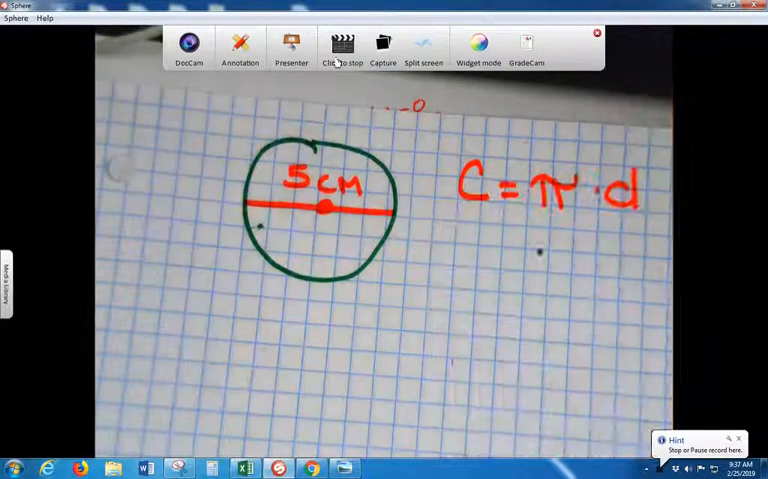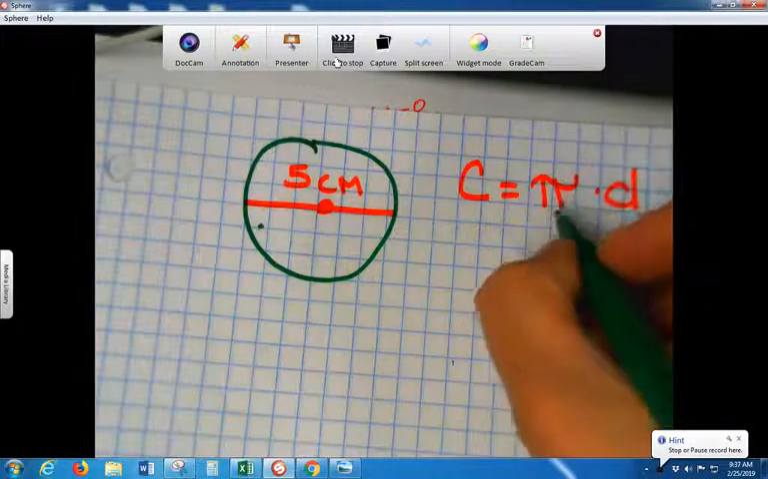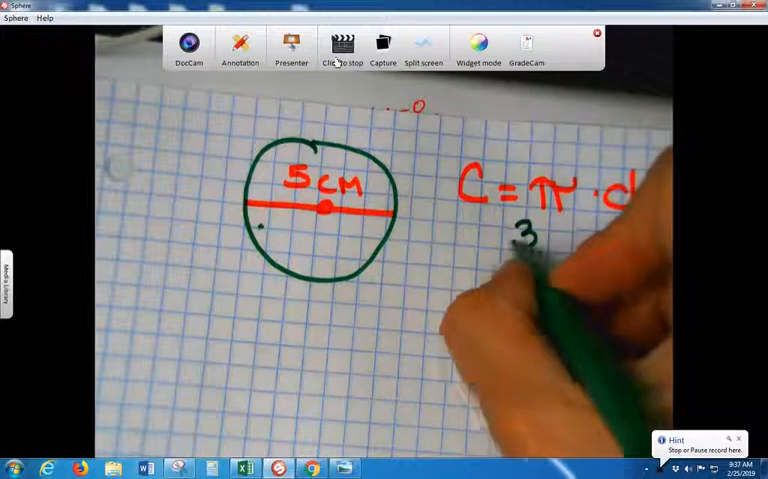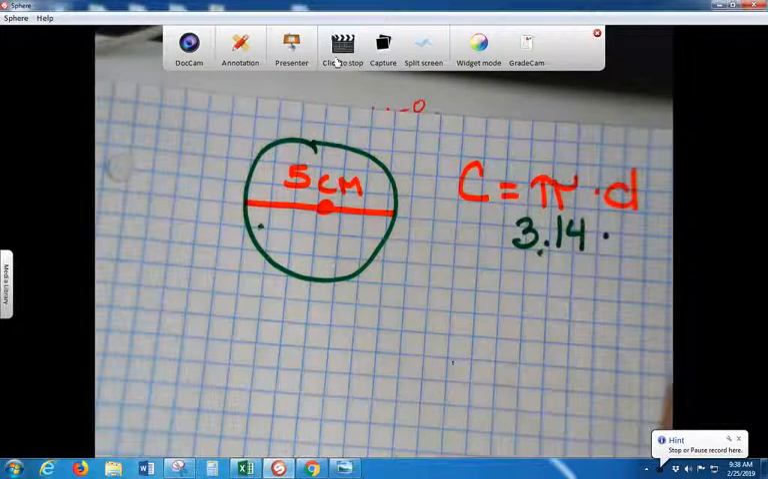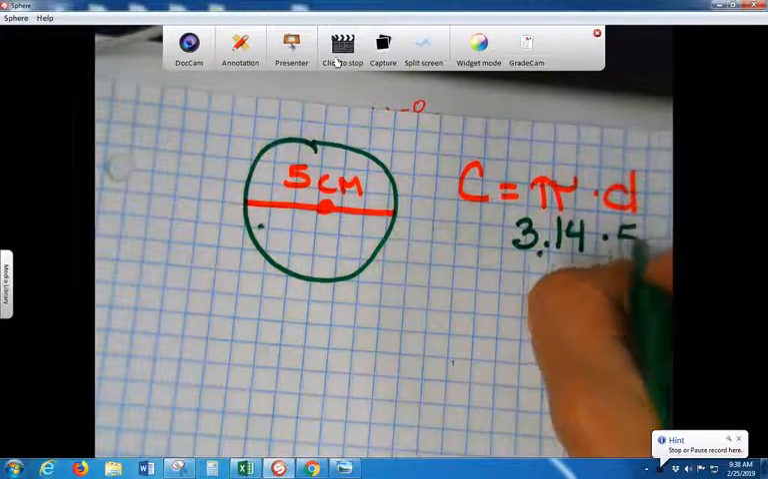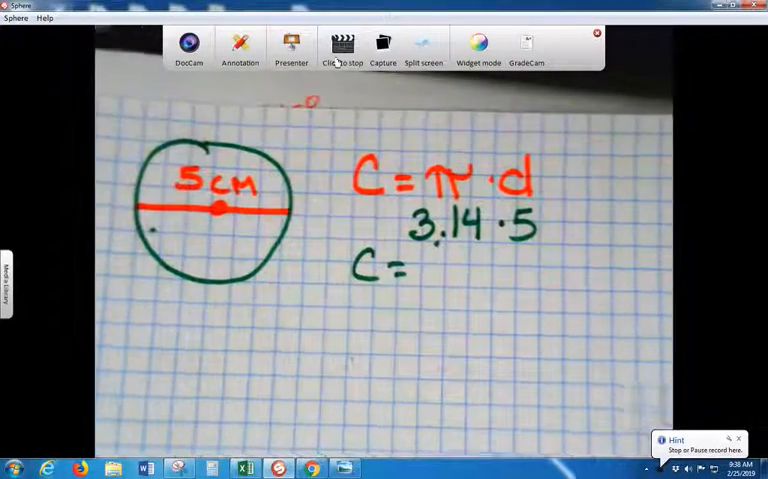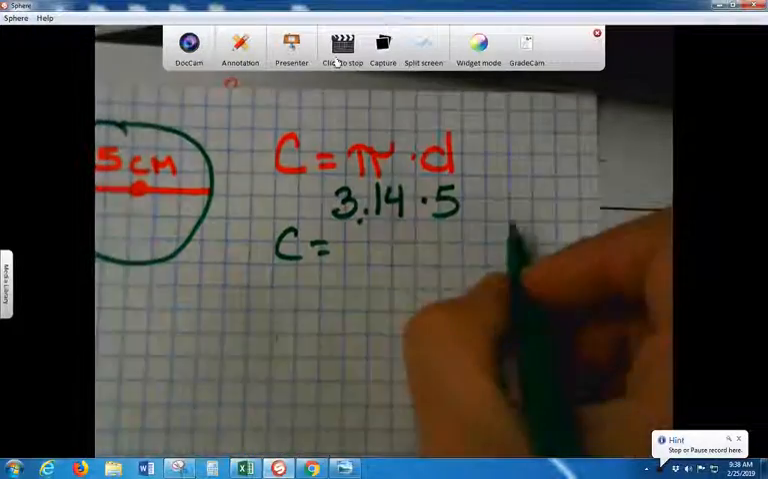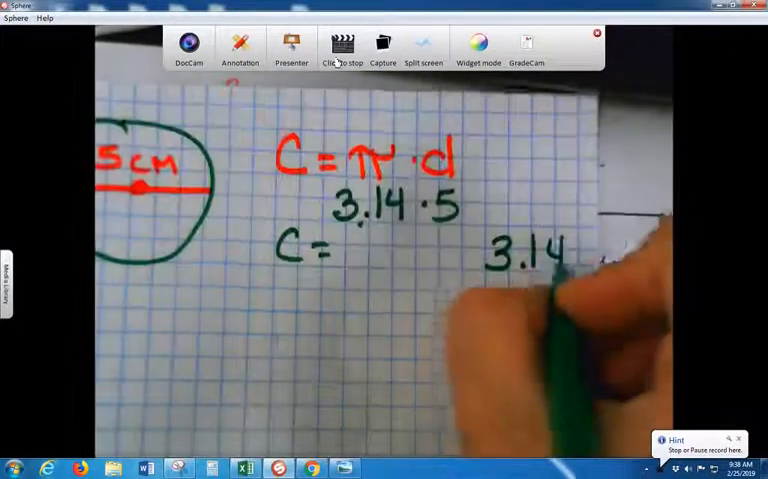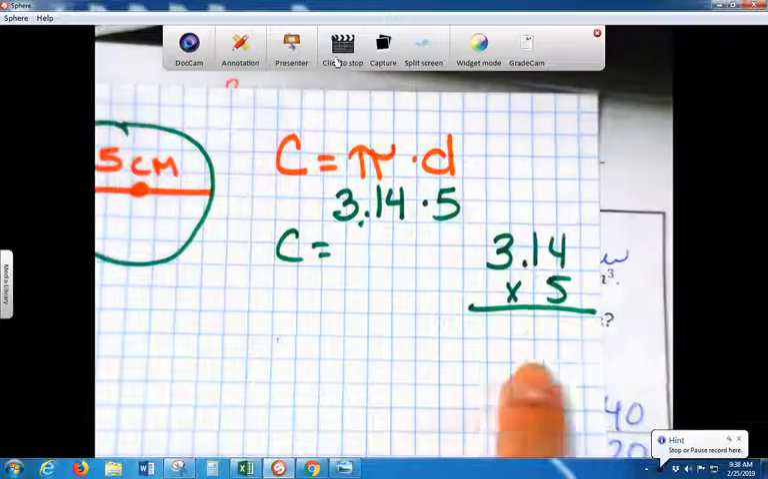Pi times d. All right, what is pi approximately? 3.14. Good. Times. What's my diameter? 5. Cool. So what is circumference equal to? So what are you going to have to do? You're going to have to multiply. Show your work. Get a head start.